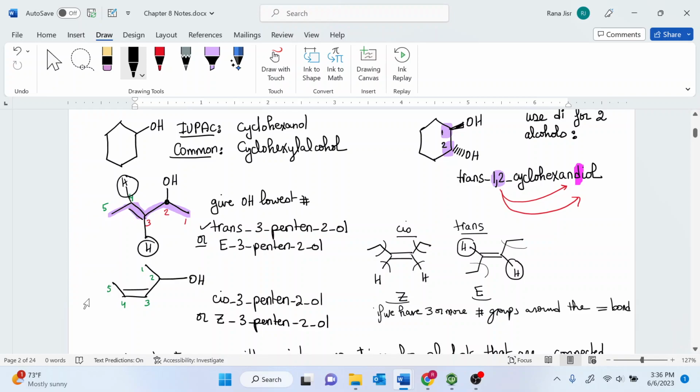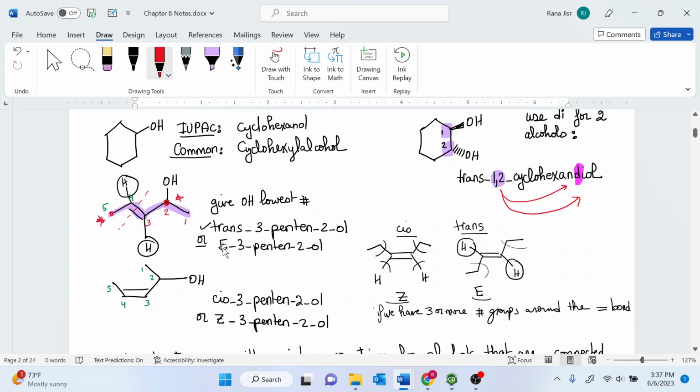It is E because if you take a look at the double bond, just go ahead and divide the double bond. Between hydrogen and the CH3, the CH3 is higher in priority. Between the carbon and the hydrogen, the carbon is a higher priority over here. So your priorities are on opposite sides. So this is going to be an E.